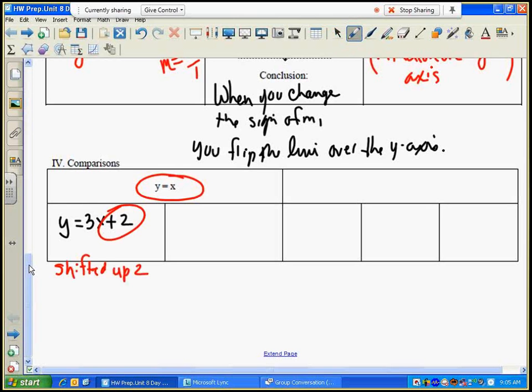Okay? Then look at the slope. The original slope was 1. This slope is now 3. Well, that's obviously greater. This graph is going to be steeper. Matter of fact, it's even 3 times as steep.